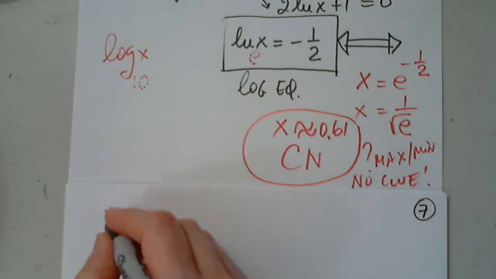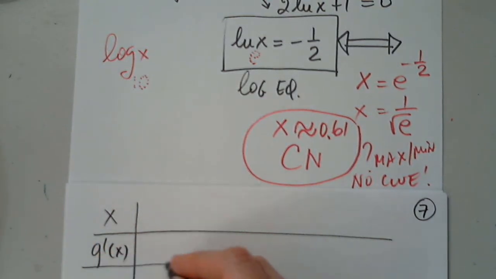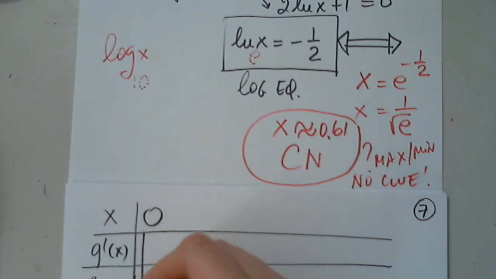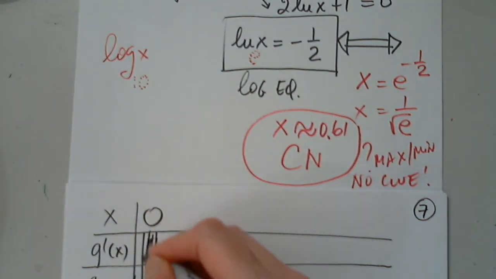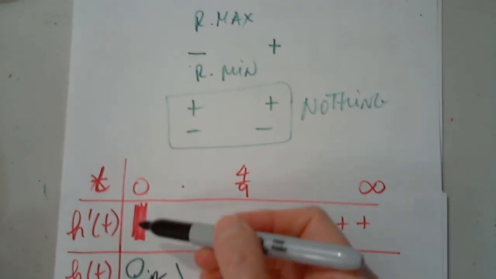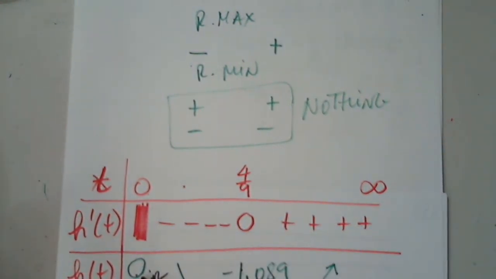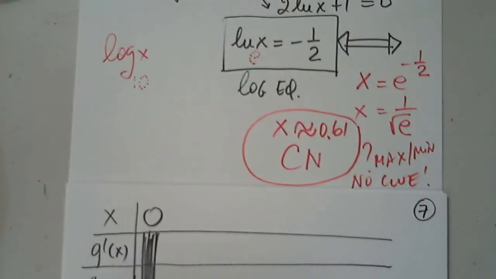So please use this table. We have g prime of x, and we have g of x. Again, the domain is... if the function is not defined at 0, its derivative cannot be defined at 0. Let me see here. I did not extend because the function was defined at 0, but its derivative was not. Okay, but here, all the way.